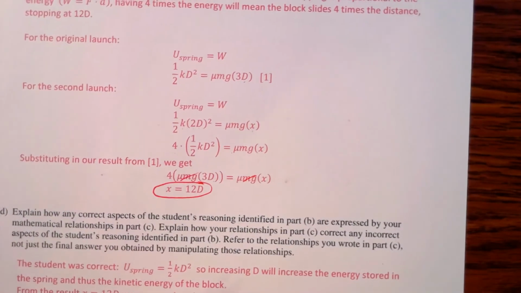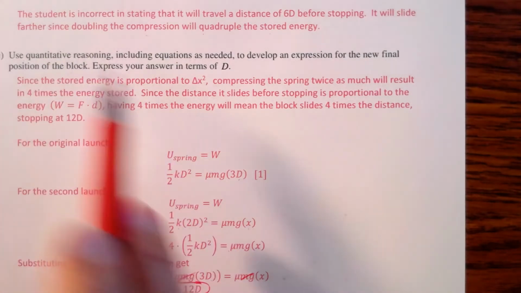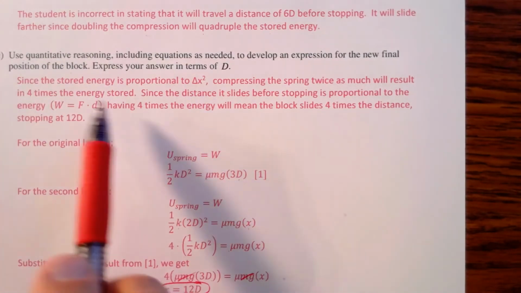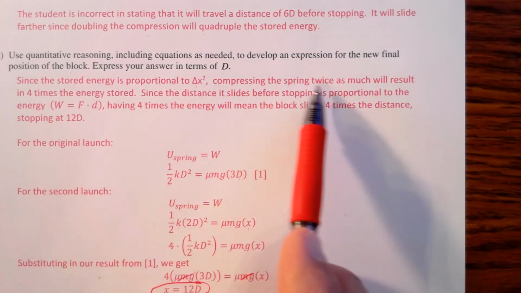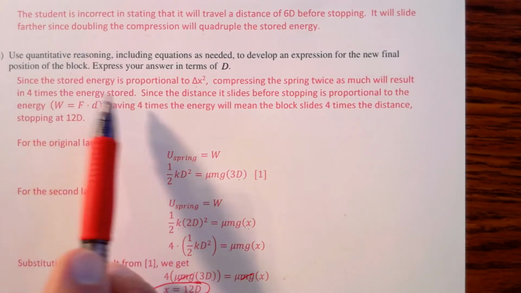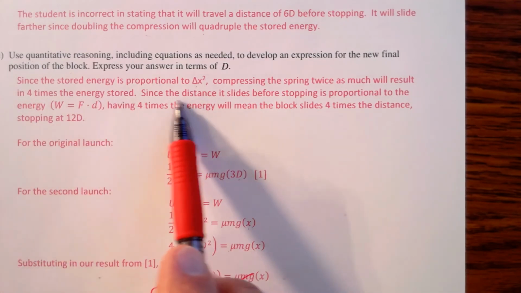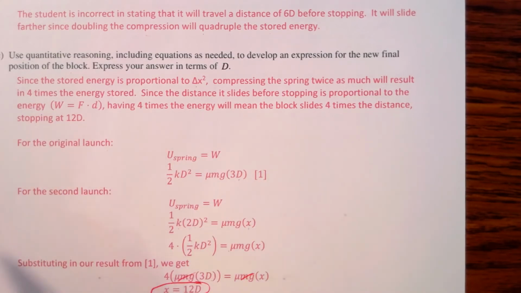You can also reason that qualitatively, but it said quantitative, so this is not enough. You have to show it with equations. Since the energy stored is proportional to delta x squared, compressing the spring twice as much results in 4 times as much energy. And since the distance it slides is proportional to the energy, having 4 times as much energy will mean it'll slide 4 times as far. So instead of going 3D, it'll go 12D.